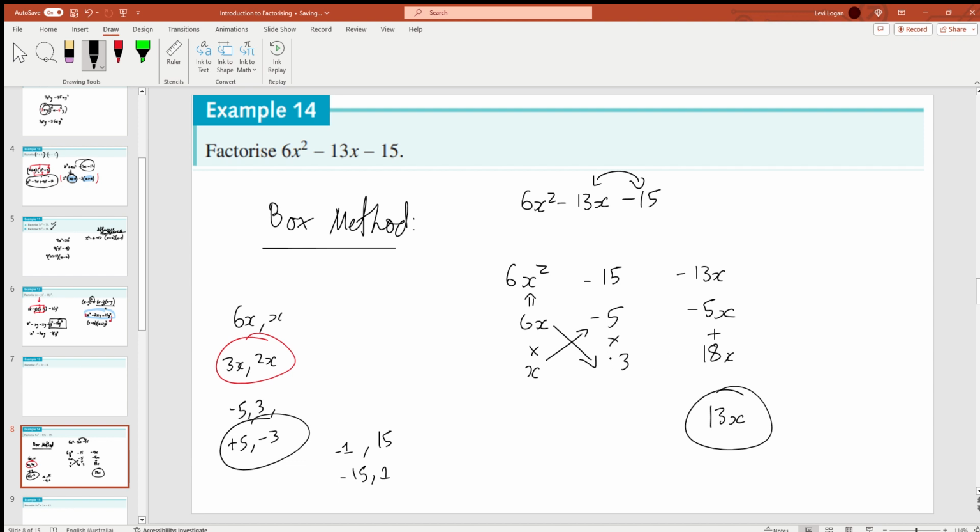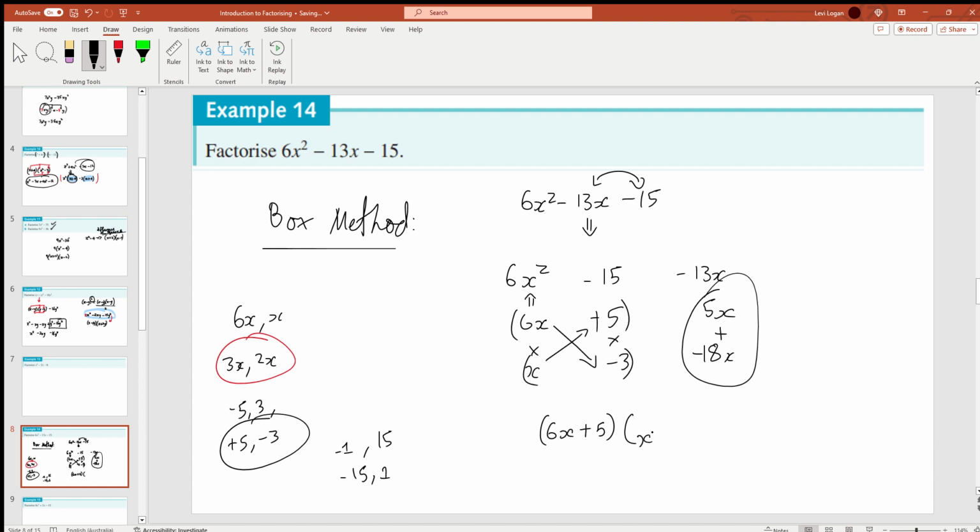So why not flip the signs here now? So go minus and then positive. And let's see what we get there. So it's going to be 5x minus 18x. If I add those two together, I get minus 13x. Okay? So, well, you're probably thinking, alright, what do we do with this now? Those are your brackets right there. So this can be written as 6x plus 5 multiplied by x minus 3. And yeah, that's about it with that one.